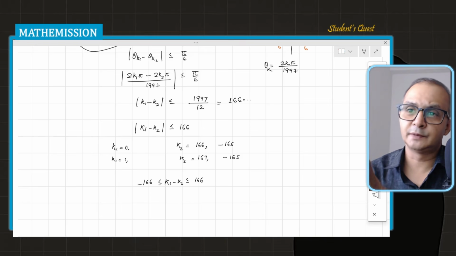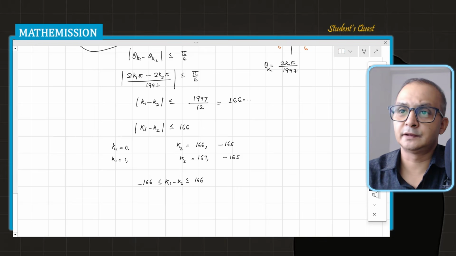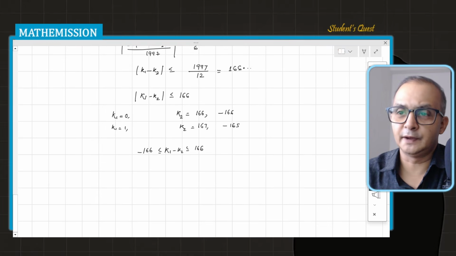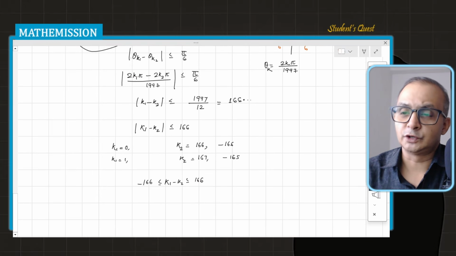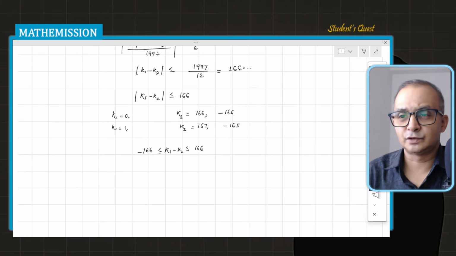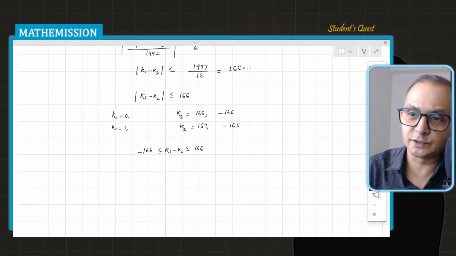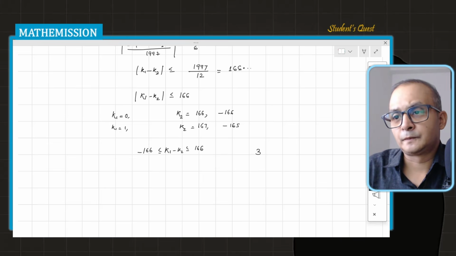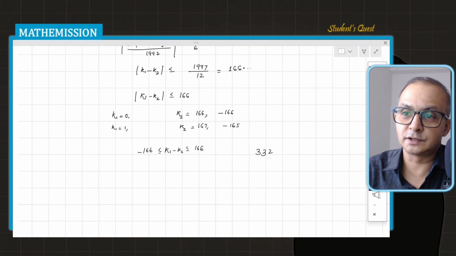It means the angle between them differs by pi by 6, that is, less than pi by 6 or equal to pi by 6. It means how many such pairs we can get for k1, k2, that is, how much total is minus 166 to 166, which is 332 and 1 for the 0, but 0 we cannot include.